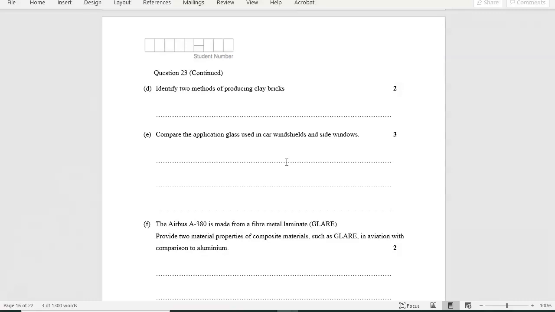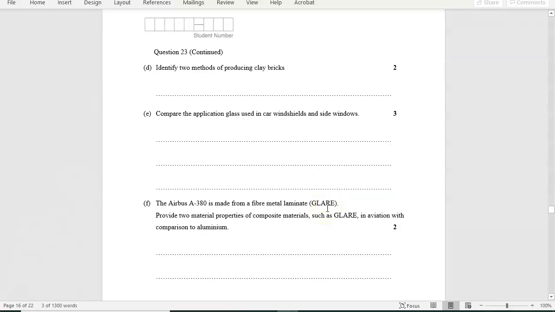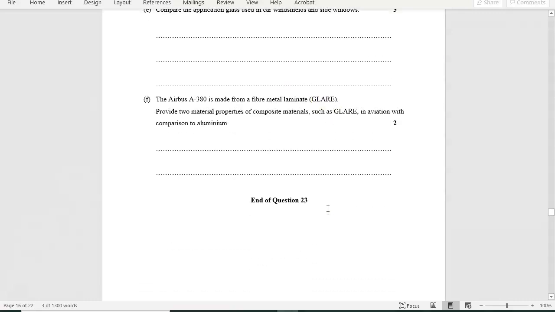I'm pretty sure I asked a question pretty similar to this in last year's paper. Maybe it was in the multiple choice and I moved it down to here. Okay, then we have the Airbus A380 is made from fiber metal laminates. Specifically, the fiber metal laminate is GLARE. Define two properties of composite materials such as GLARE in aviation in comparison with aluminium.